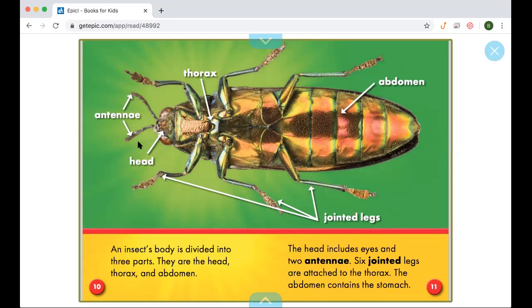The head, which is right here, includes eyes and 2 antennas, and I'm pointing to show you where the antenna is. They have 6 jointed legs, and they're attached to the thorax. The abdomen contains the stomach. So let's look at the abdomen. Here's the abdomen, and then here's the 6 jointed legs. 1, 2, 3, 4, 5, 6. And it says that they're attached to this thorax right here.